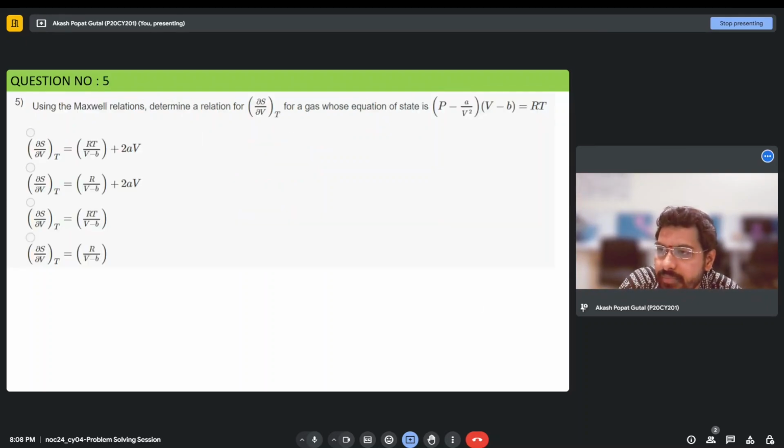So the next question. Using Maxwell's relation, determine a relation for del S by del V at constant temperature T, for a gas whose equation of state is (P minus A by V square) into (V minus B) is equal to RT. Four options are given. Please try to solve. Simple. Please work out. Take 3 minutes.